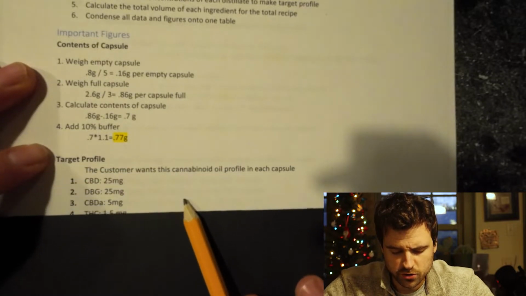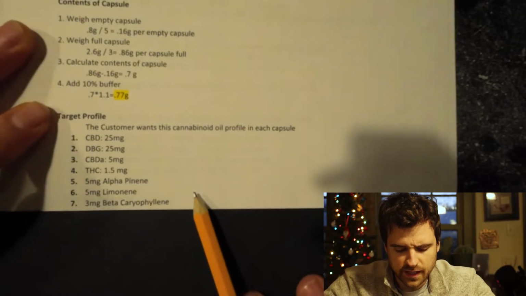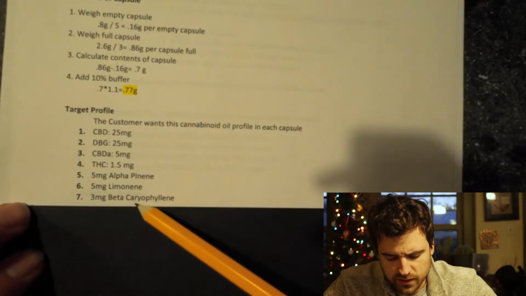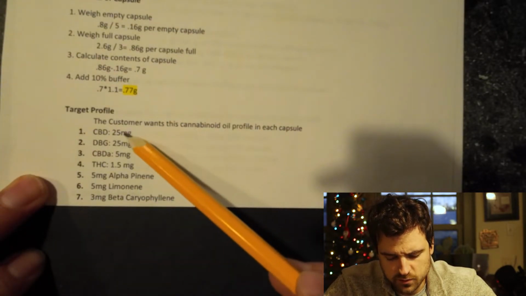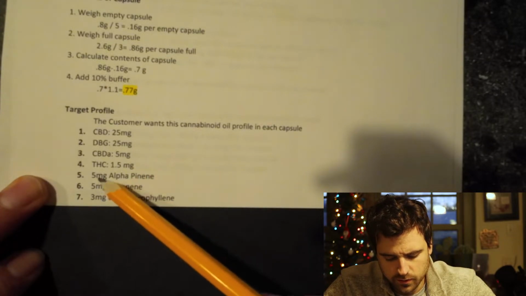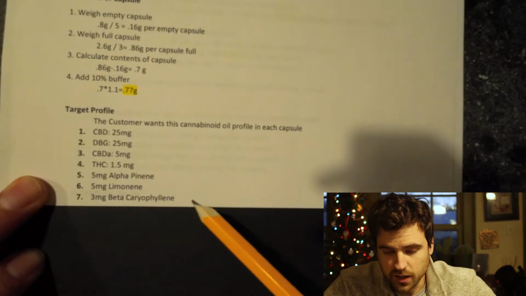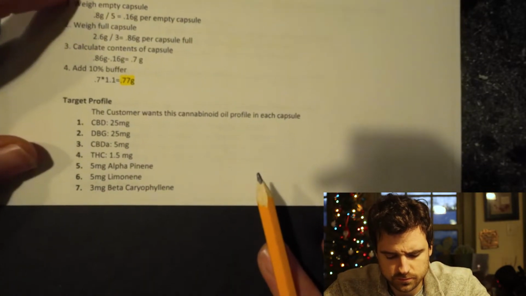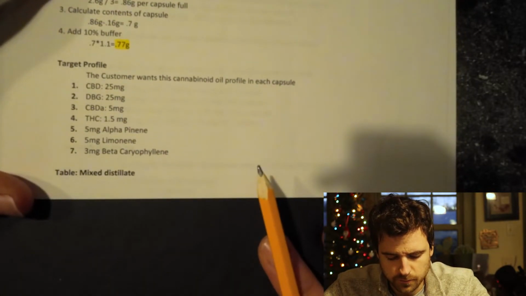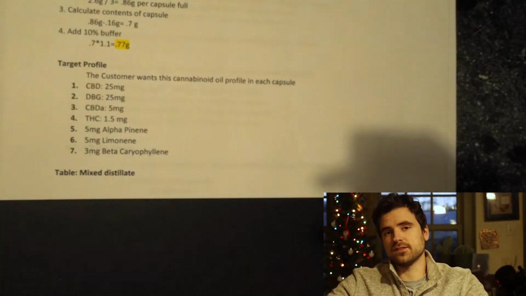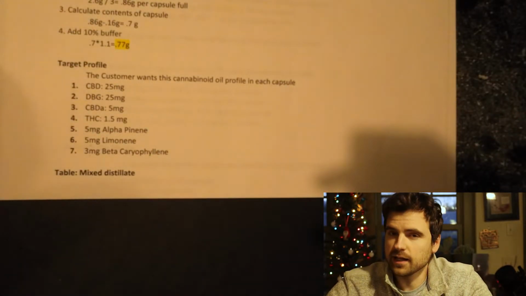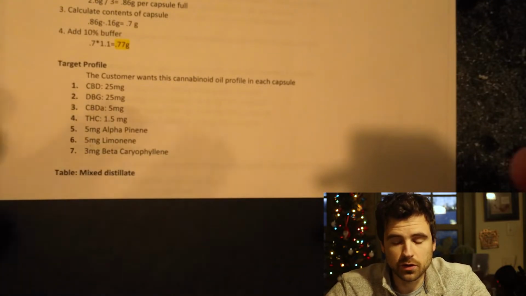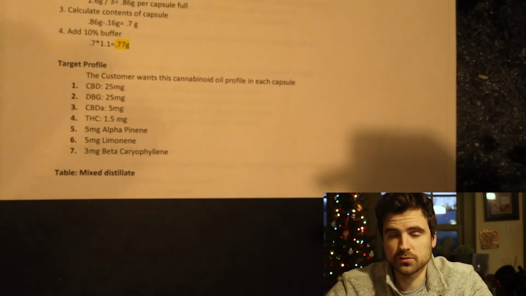So now let's go over our target profile. And I did briefly mention these again. Here they are written out so you can see them. Very specific numbers here. And this is per capsule, not per container. And this is the most complicated step by far. It can be overwhelming, but I've tried to make it as simple and as clear as I possibly can.